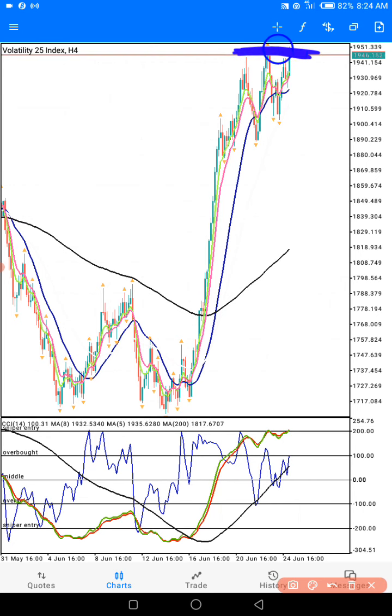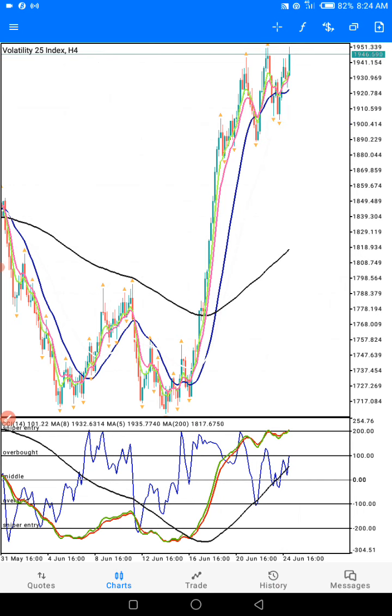This is a strong resistance zone, and this is another level we are seeing. This is a support level, and this is our resistance level. So the market might pull back before a major breakthrough. We are currently seeing VIX 25 in this direction. So guys, we have to watch out for the movement of today's candle.